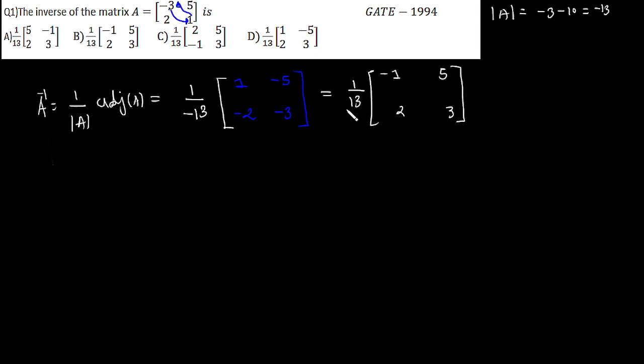So now look at the options. Option A is not the correct one. Check option B, 1 by 13. All the entries in option B are the same as what we got from this step. So option B is the correct inverse of this 2 cross 2 matrix.